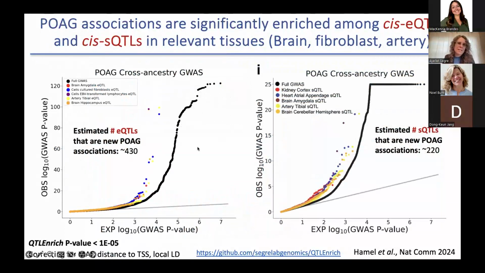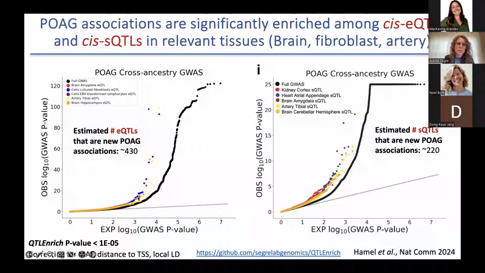So first we asked, how relevant these eQTLs and sQTLs may be for glaucoma. And so we tested whether any of the eQTLs, sQTLs from the 49 GTEx tissues were enriched for glaucoma associations. And using a method we developed called QTLEnrich, it's available on GitHub, we found significant enrichment of glaucoma associations and IOP associations amongst most of the GTEx eQTLs and sQTLs.